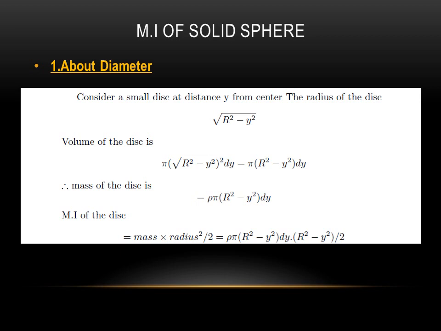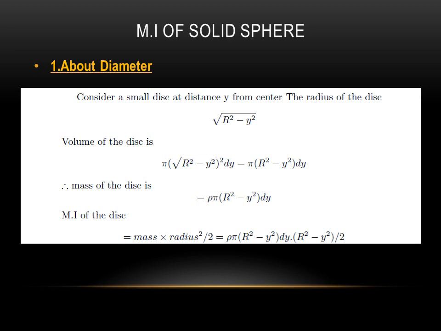So the volume of the disk is given by πr², where r is the radius, the square root of R² minus y², into dy, that is π into (R² minus y²) into dy. So the mass of the disk is given by ρ into π(R² minus y²) dy. ρ is nothing but the mass per unit volume, which we have already told. ρ is nothing but the mass M divided by 4/3 πR³.